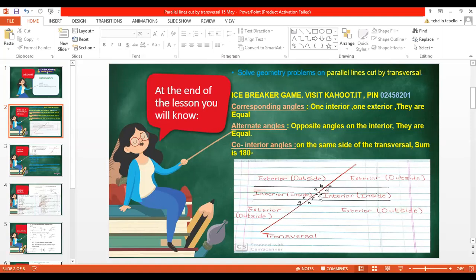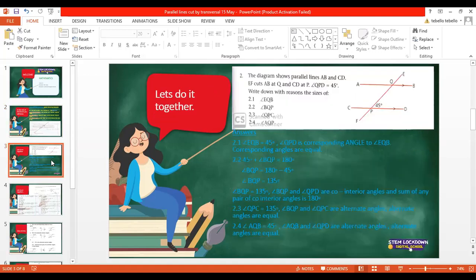So let's say angle D equals 100 degrees. So it means that our angle F must be 100 degrees. Correct. So let's go to our activity, the next slide. On our next slide here, we have a question.